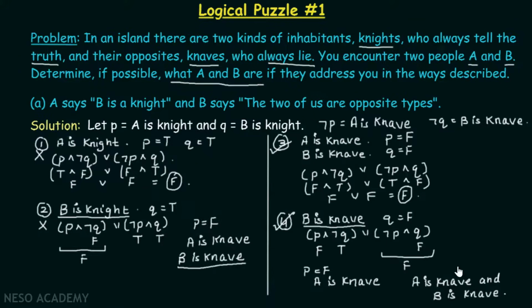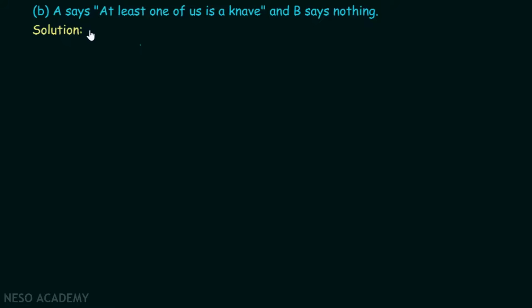Let's consider one more part of this particular problem. A says at least one of us is knave and B says nothing. Now the first condition would be A is knight. Right. Now how can we write a logical expression corresponding to this sentence? Not P or not Q, which means Q is knave, or P is knave, or both of them are knave.